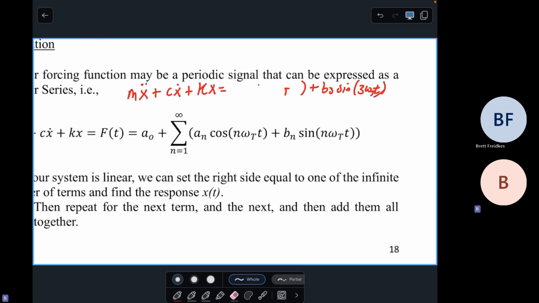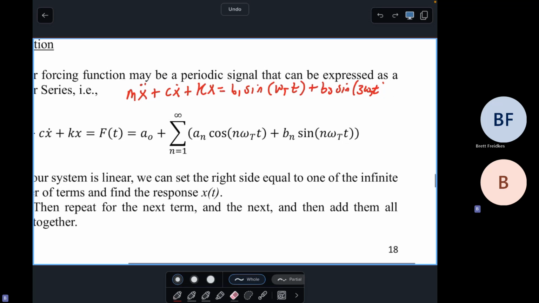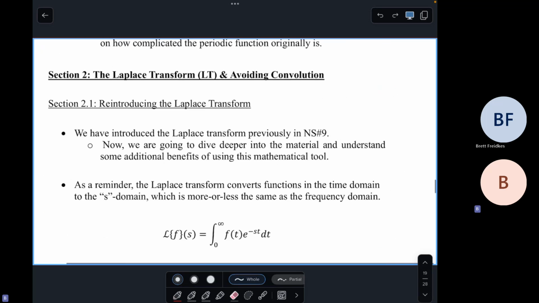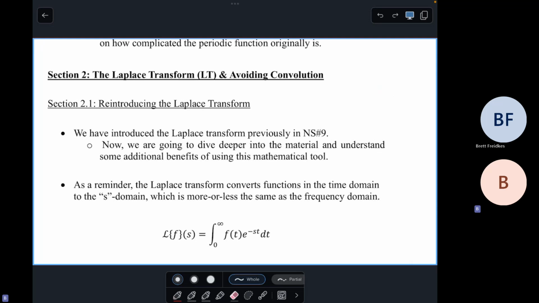You can take any arbitrary force and break it into sines and cosines, which we know how to do from the previous note sets. That makes sense? That's why this is useful. Questions about that? Okay.